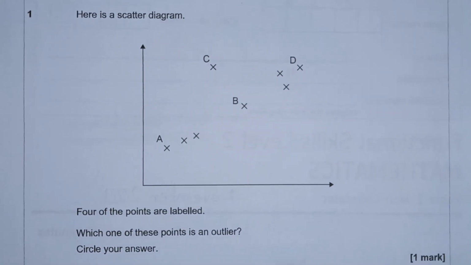Question 1. Here is a scatter diagram. Okay, so here's all our points. 4 of the points are labelled. Which one of these points is an outlier? Circle your answer.